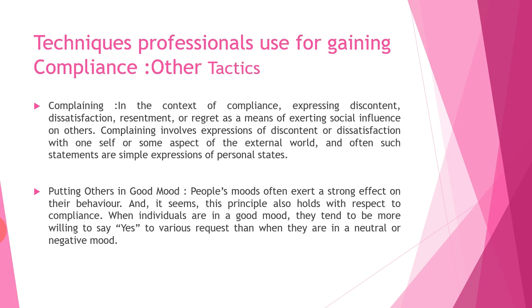Next come other tactics for gaining compliance. First one is complaining. In the context of complaints, expressing discontent, dissatisfaction, resentment or regret is a means of exerting social influence on others. So complaining involves expression of discontent or dissatisfaction with oneself or some aspect of the external world, and often such statements are simple expressions of personal states. This can be seen among couples.